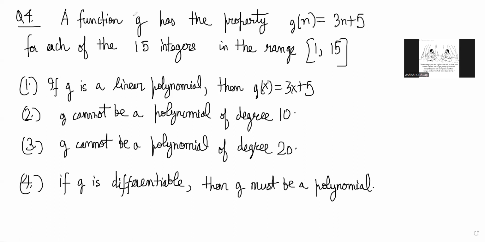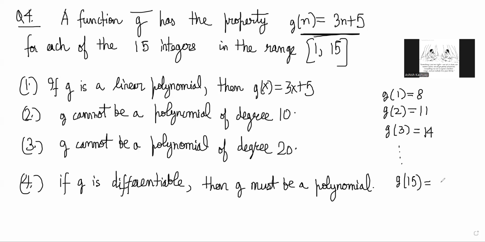Okay, the function g has this property, and this property is satisfied for all the integers from 1 to 15. So g of 1 is 8. G of 2 is 3 into 2 plus 5, so 11. G of 3 is 14, and so on. G of 15 is 45 plus 5, 50. These 15 values are given for the function, right?